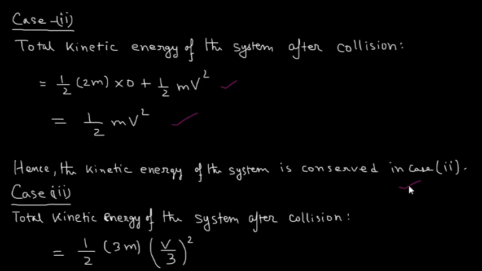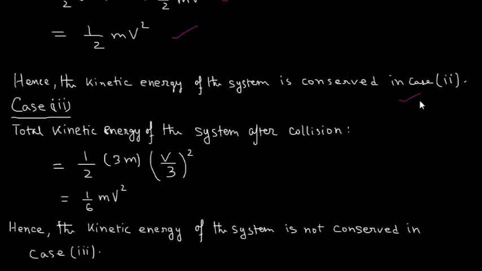Case 3. In case 3, total kinetic energy of the system after collision is half multiplied by 3m multiplied by (v by 3) whole square, that is 1 by 6 mv square. Hence, the kinetic energy of the system is not conserved in case 3. Let us see the next problem.